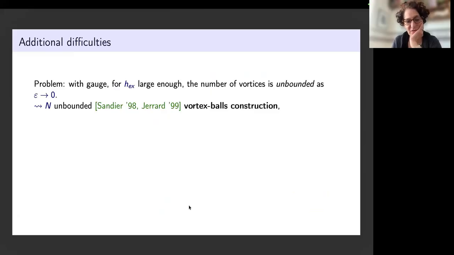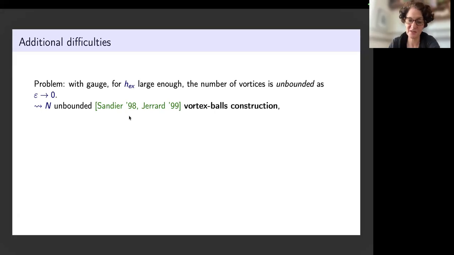So the problem for our situation is that now we don't have vortices imposed by the boundary condition. Instead, it's the H external that's going to drive the vortices, and their number is going to be unbounded when epsilon goes to 0. So if H is large enough, there's going to be more and more vortices. So you can't have an a priori bound. And so a lot of the calculations, at least the one that I was showing you before, this little toy computation, doesn't work so easily when you start to have many vortices packed together.